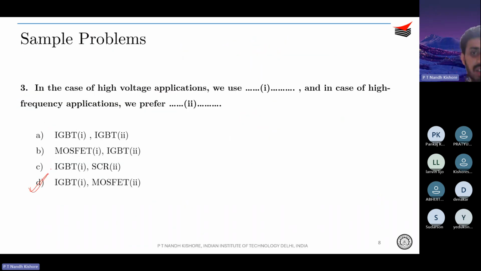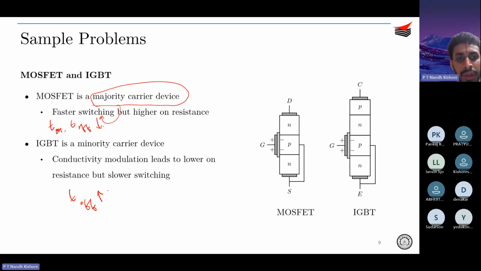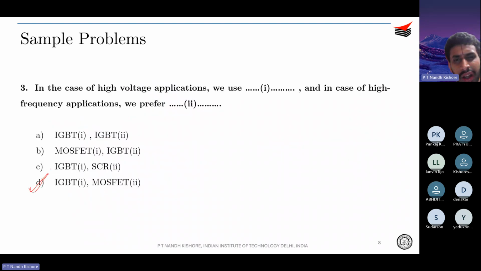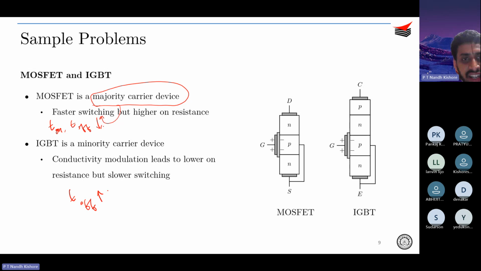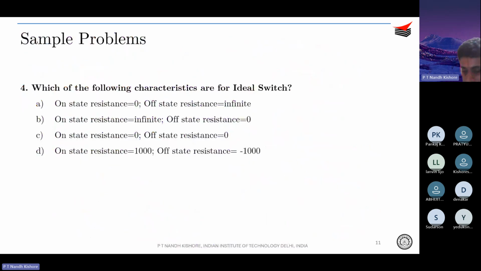So the answer is, in the case of high voltage applications, we use IGBTs, and for high frequency applications, we use MOSFETs. The trick over here was just that you needed to identify which of these is a minority carrier device and which is a majority carrier device. Then you can, of course, apply your logic and give the correct answer. So the next question, this is pretty simple.